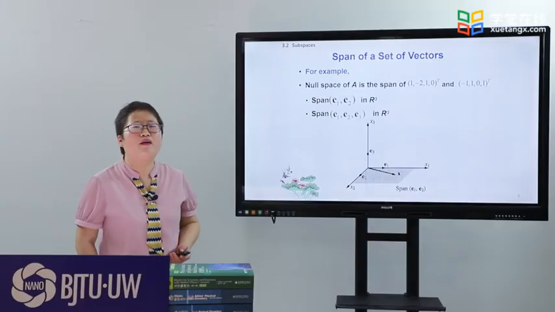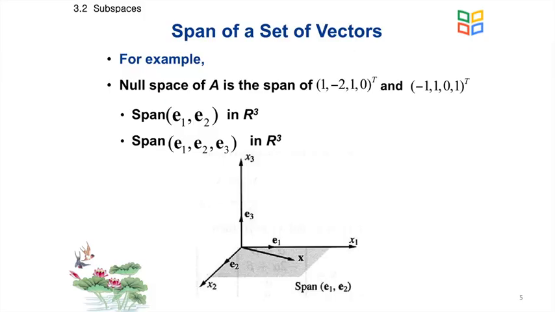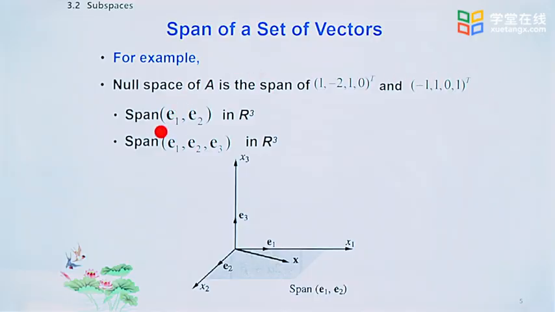Okay. For example, the null space of A we just computed in section 2 is the span of two given vectors. The first vector is 1, minus 2, 1, 0, and the second vector is minus 1, 1, 0, 1, because the null space of A that we computed at that time equals alpha times the first vector plus beta times the second vector, where alpha and beta can be chosen arbitrarily, so it is a span of these two vectors.